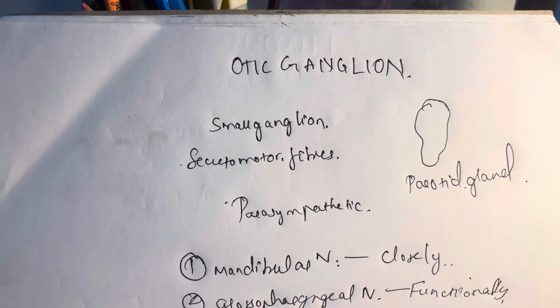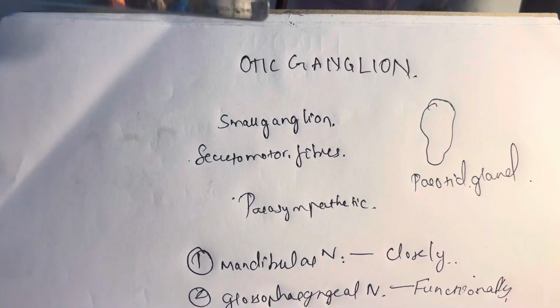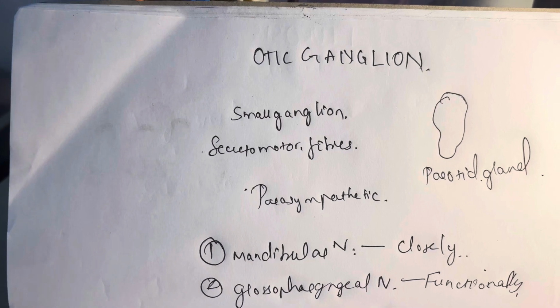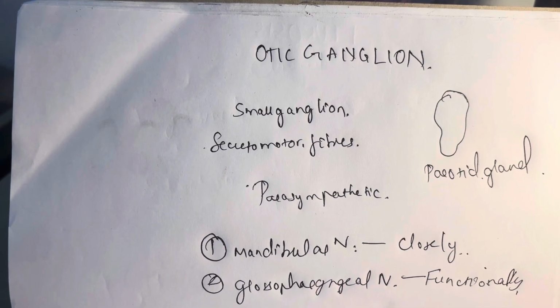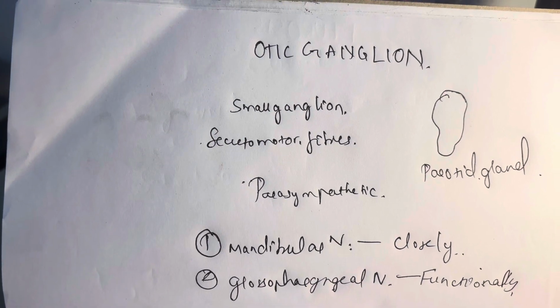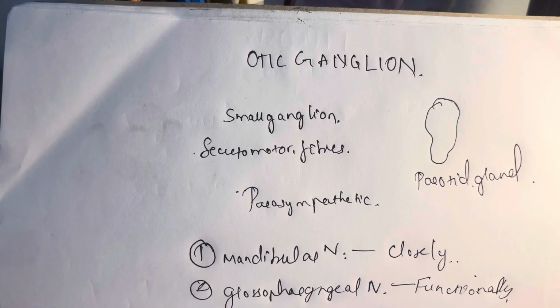Now let us discuss about the otic ganglion. So the otic ganglion is a small ganglion. It is not a large ganglion, it is a very small ganglion. It measures up to around 2 to 3 millimeters. That is why it is a small ganglion.